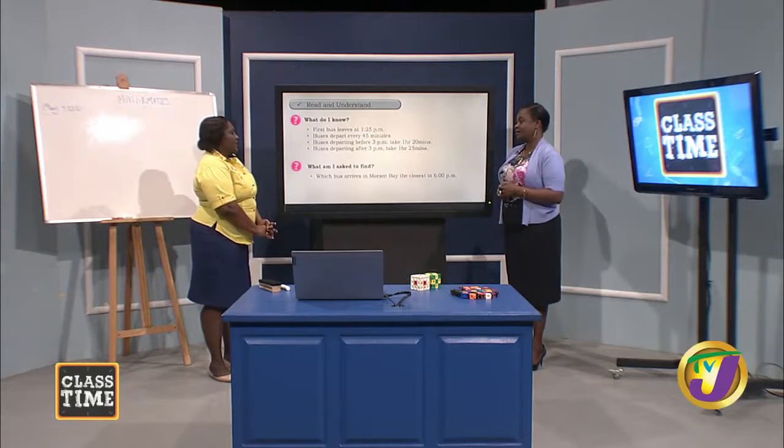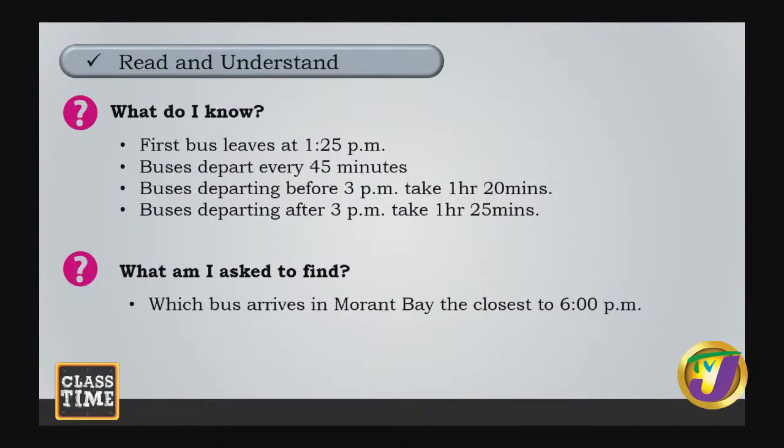What am I asked to find? Well, which bus arrives in Morant Bay closest to 6 p.m.? So of all the buses that are leaving Kingston after 1:25 p.m., based on the information that the question has given, which of the buses will reach Morant Bay closest to 6 p.m.? It could be 6 p.m., it could be 5:30, whichever is closest. It didn't say exactly at 6, so we have to take that into consideration too.